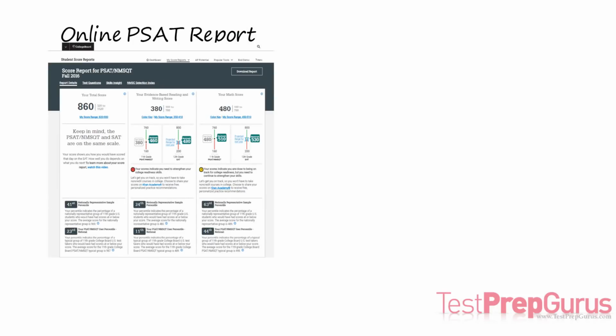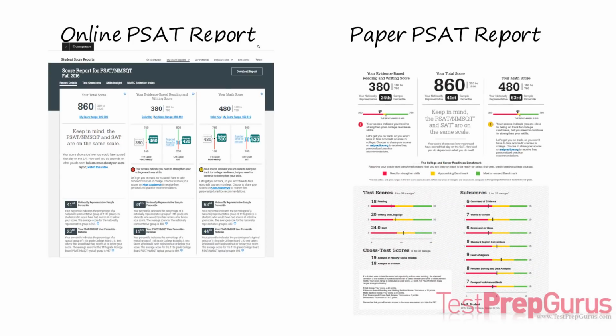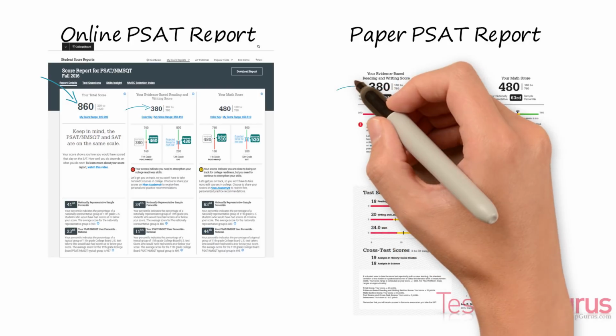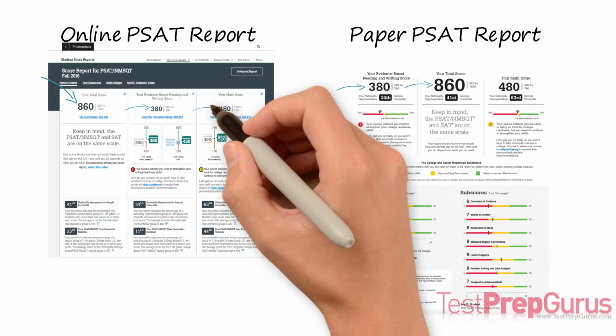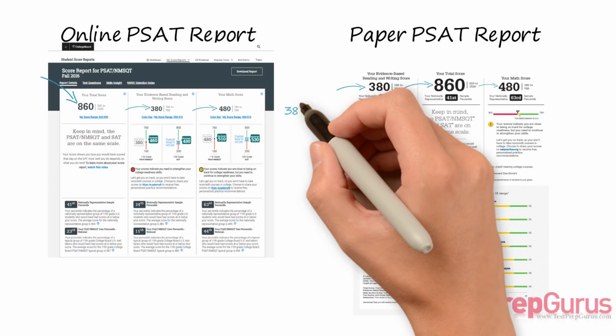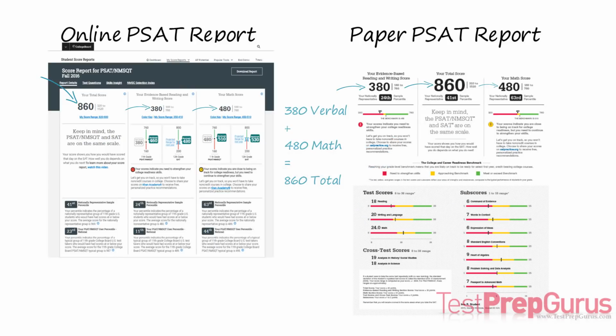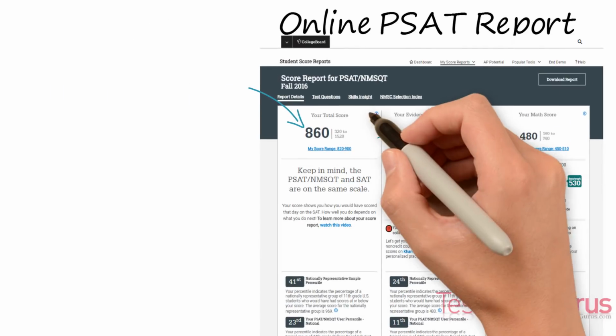You're going to notice that the online report is organized differently than the paper version. Let's begin with the most important numbers, the scores. You'll find the total score here and here. The total score is comprised of two section scores, the evidence-based reading and writing score and the math score. For this student, we would add her 380 verbal plus her 480 math for a total score of 860. Now this is where it gets interesting.